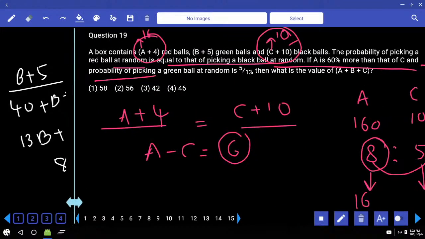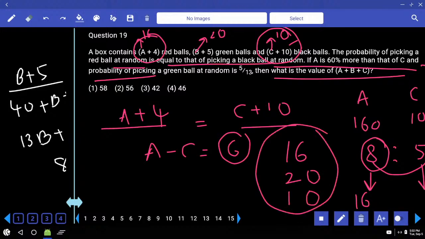If B is 20, he is asking for the value of A plus B plus C. 16 plus 20 plus 10. Option 4 is the correct answer.